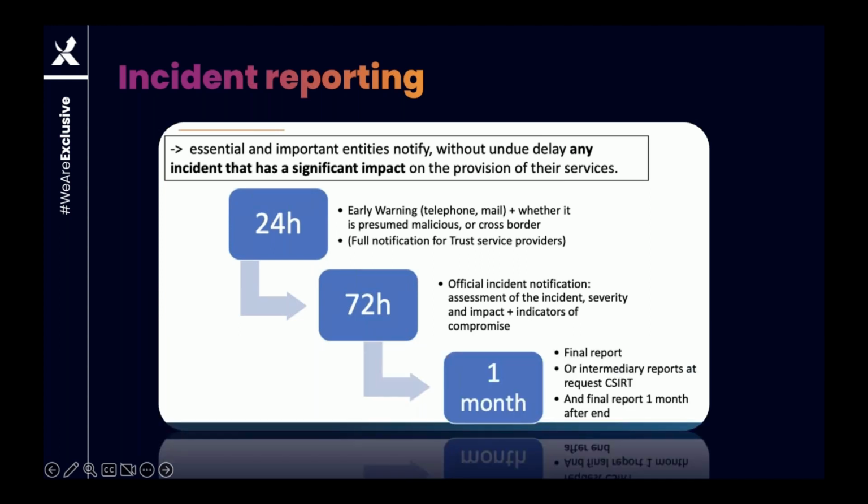After a month, you have to fill in a full report about the incident. Again, the more detail about an incident, the more we can share with each other, the more we can learn from it. That's the whole idea of it.